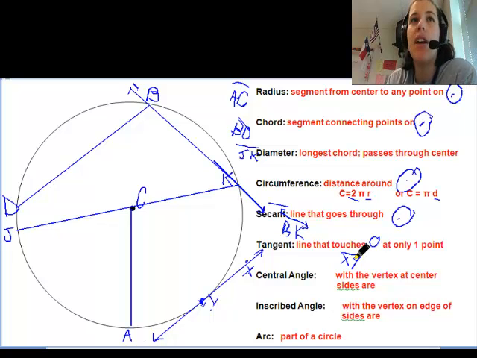There's two different types of angles, and they're actually already in this picture. The first one is an angle with the vertex at the center. And so if I look in this picture, I see a couple of angles with their vertex at the center. There's one right here that I can point out.